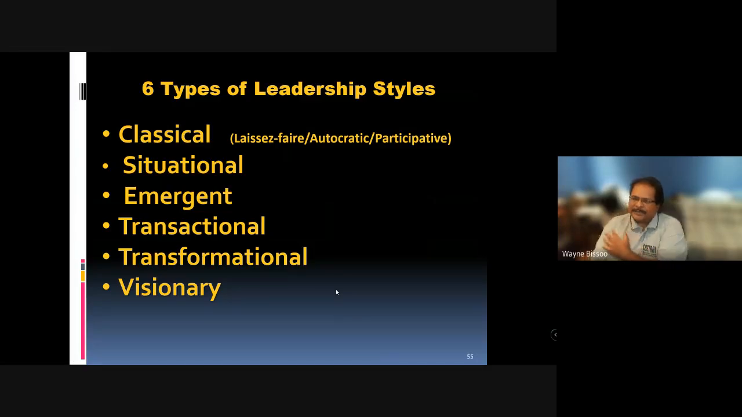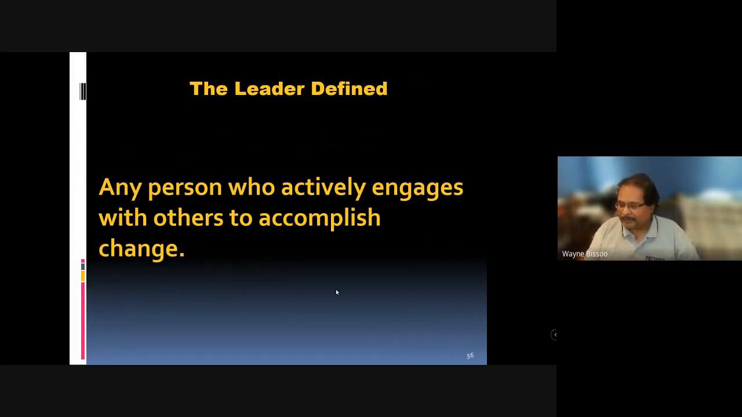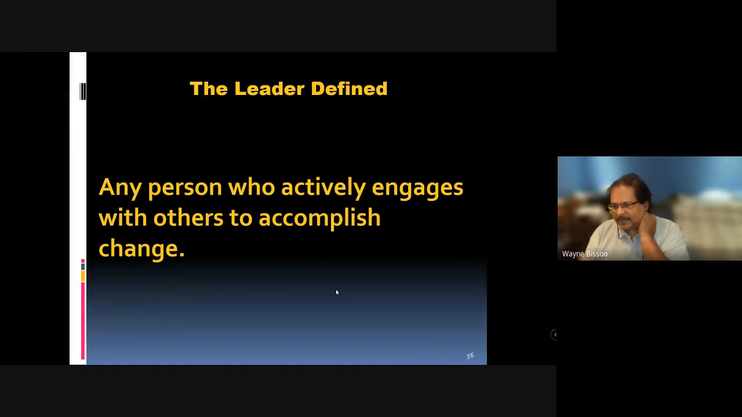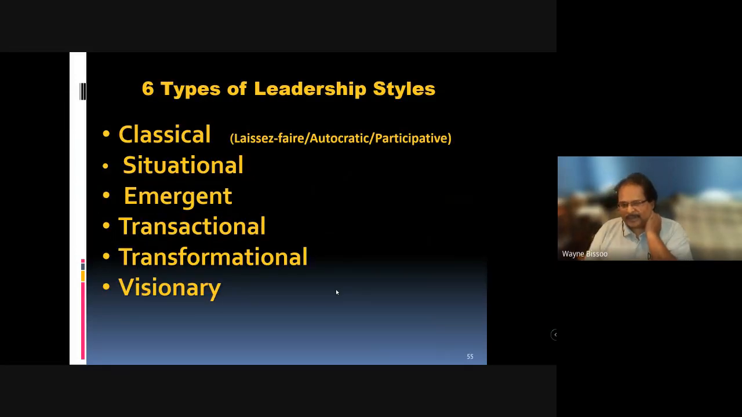All right, leadership styles. Of course, we have the classical leadership style, the laissez-faire, autocratic. Then you have situational, emergent, transactional, transformational, and visionary. So I think we're going to be looking at this in more detail in one of the other chapters, where we're going to be looking at the various styles of leadership in much more detail moving forward. Suffice it to say, when we talked about the types of leadership that you're going to be utilizing, this is what we were talking about, based upon the circumstances you find yourself in.